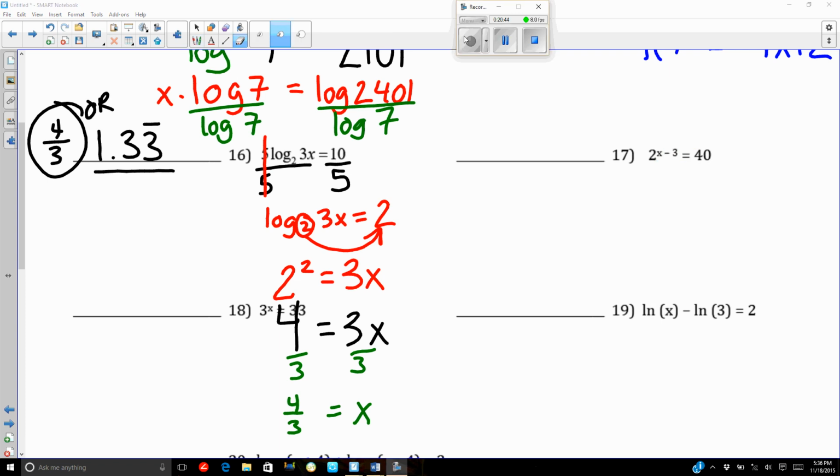All right, 17. That's not one you can guess and check on. You do have to show your work on a problem like 17. It's in exponential form, so we want to use logarithms in this problem. We want to get that x minus 3 out of the exponent spot. And the only way to do that is the third log property. So I'm going to take the log of both sides.